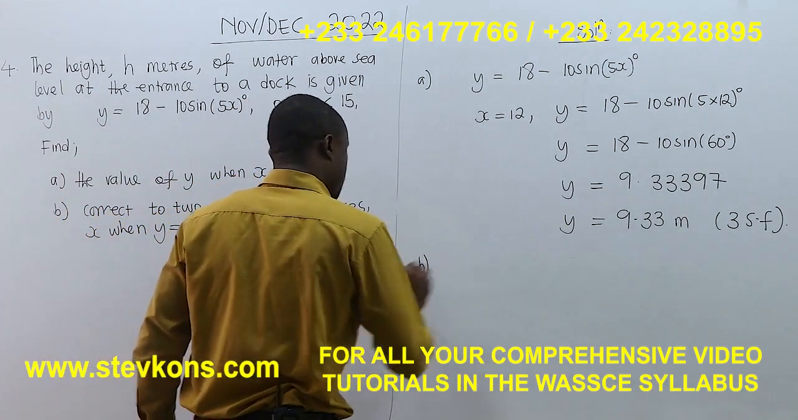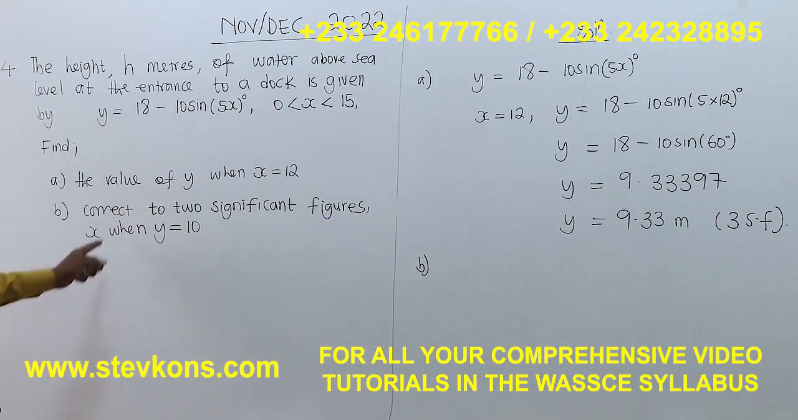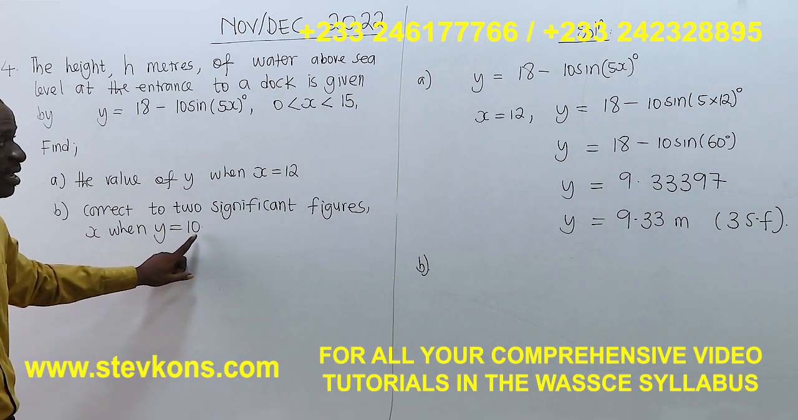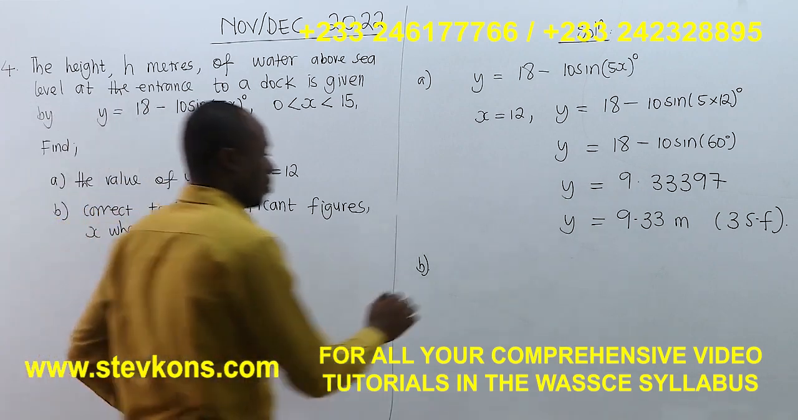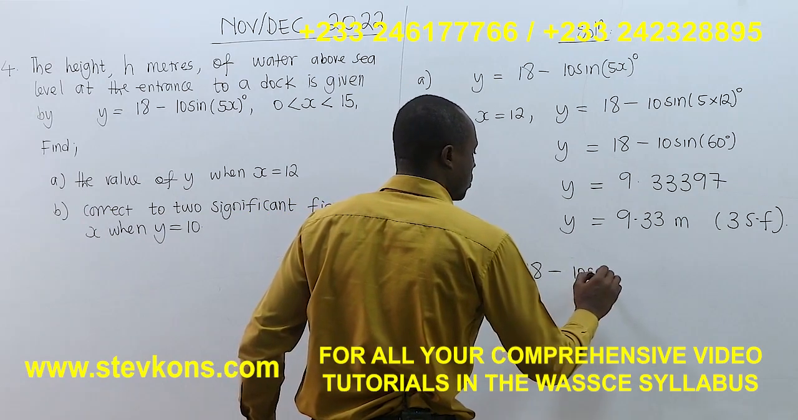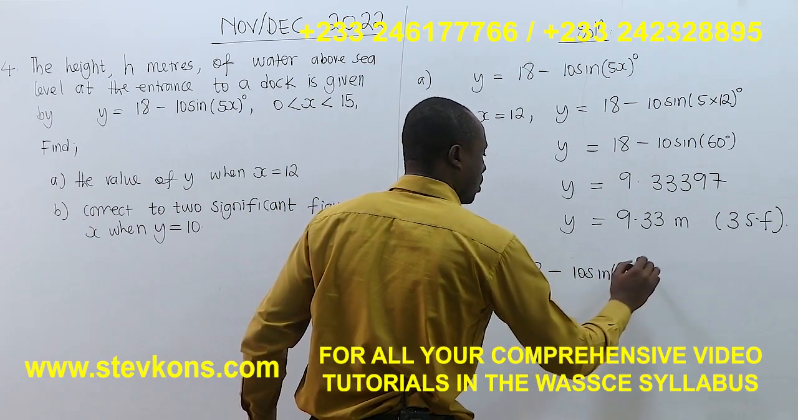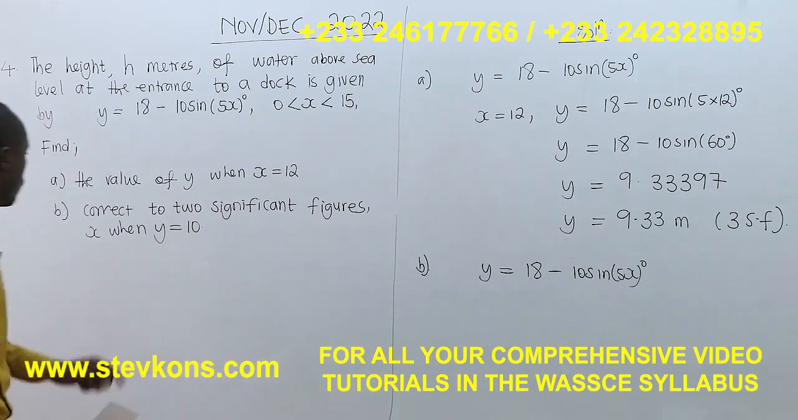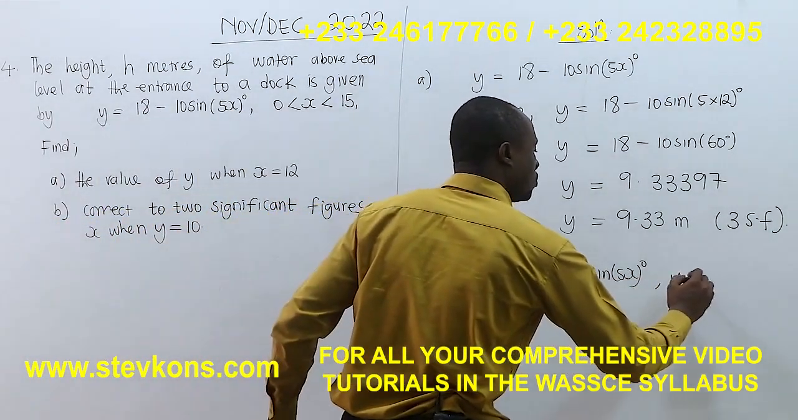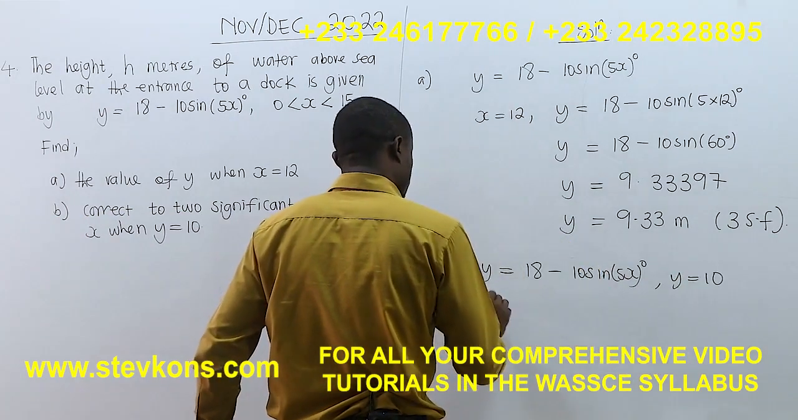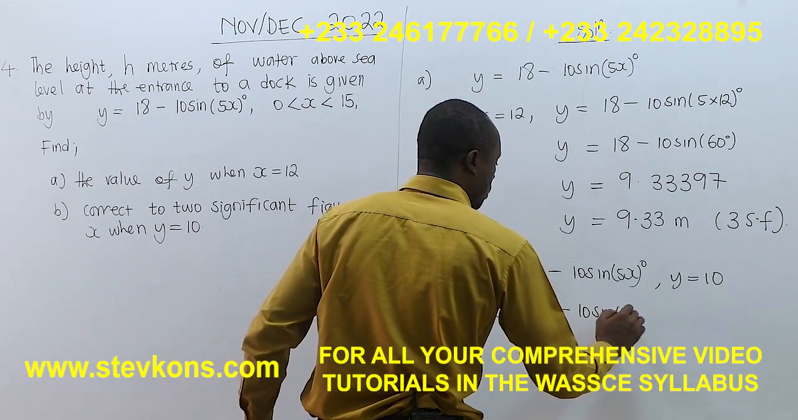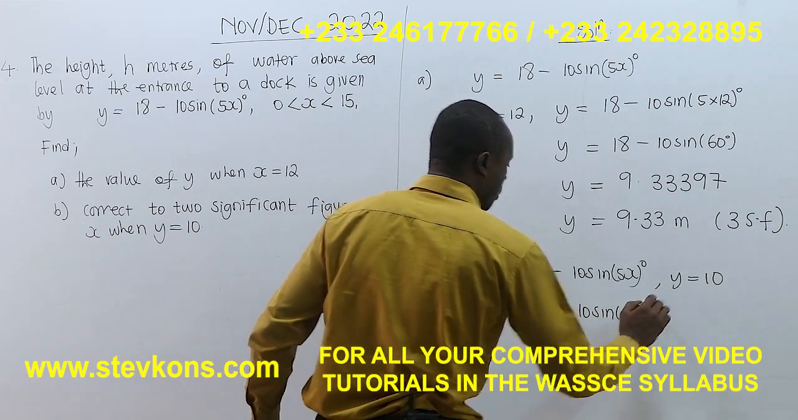Okay, now let's see the b. The b says correct to two significant figures, x when y is 10. We want to find x when y is 10. Now we know that y is equal to 18 minus 10 sine 5x. Over here we are being given that y is 10. So in place of the y, you have 10 equal to 18 minus 10 sine 5x degrees.